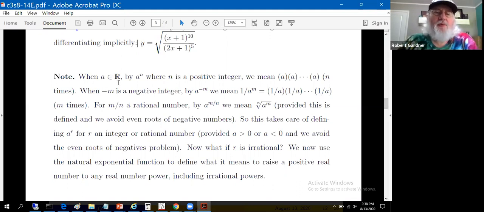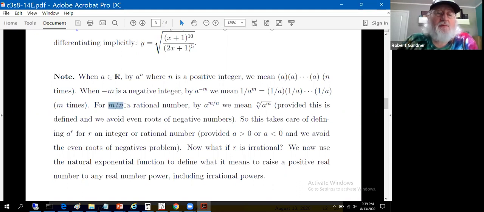When a is a real number, then by a to the n, where n is a positive integer, we mean a times a times a, n times. When n is a negative integer, a to the negative m means 1 over a to the m power, or 1 over a times 1 over a times 1 over a, m times. If negative m is a negative integer, m itself is positive. So it makes sense to talk about a number of times, m times. So the negative means reciprocal. Positive integers mean repeated multiplication.